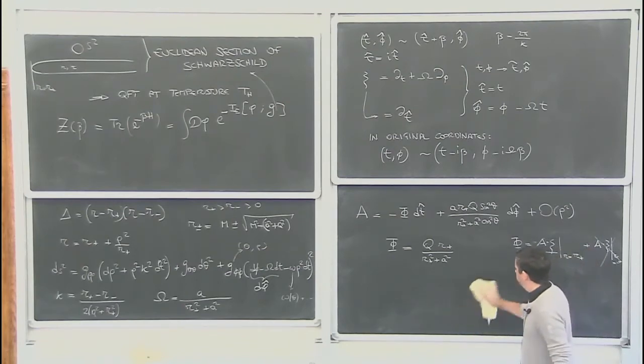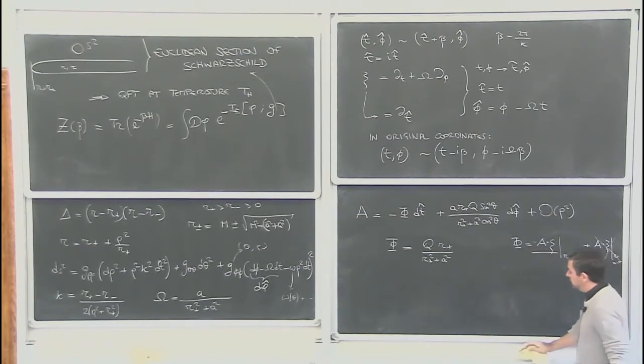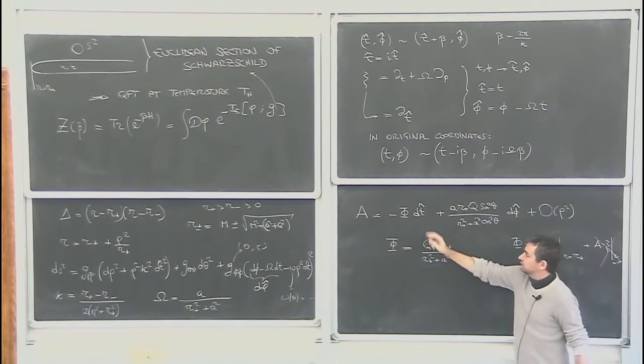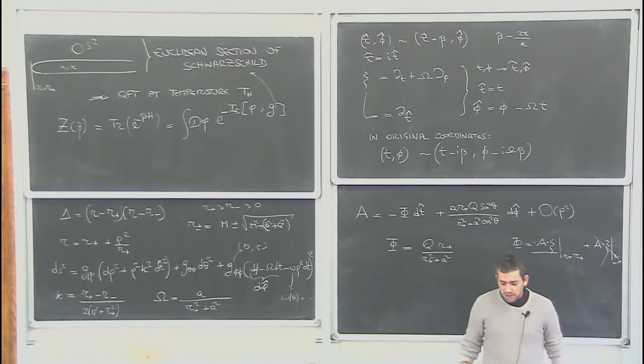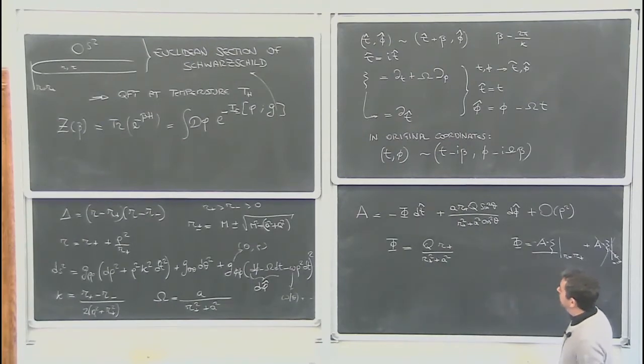Same argument as before. This differential dt hat is not well defined at rho equals 0. It also leads to a problem when I evaluate the norm of the gauge field. So it's not a good gauge field. It's not regular.